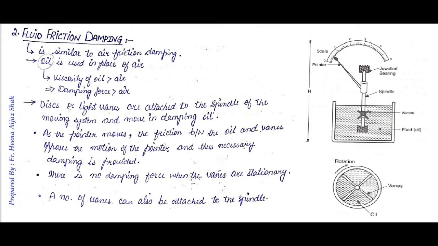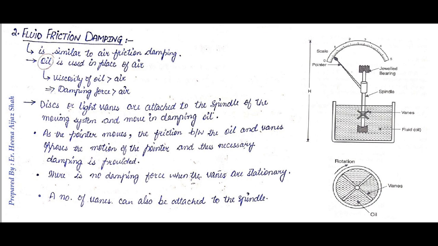Now coming to fluid friction damping. This is similar to air friction damping. The only difference is that instead of air, we use a fluid as the frictional medium, and the fluid that we use here is oil. We all know that the viscosity of oil is greater than that of air, so it can provide more friction as compared to air. Hence, the damping force provided using oil will be greater than that provided by air. This is fluid friction damping.